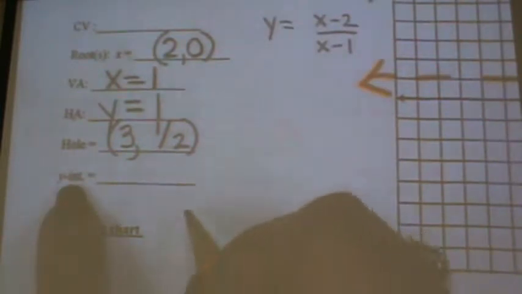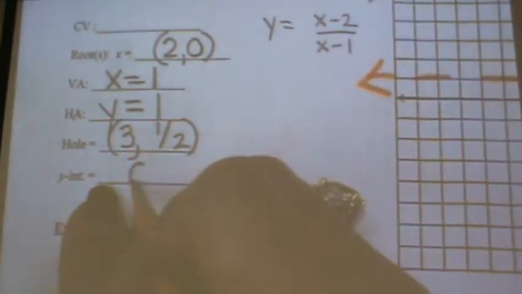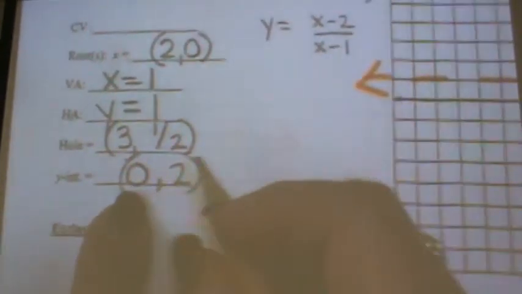How do you find your y-intercept? Your y-intercept, you plug 0 in for x. If you put a 0 here and a 0 here, you get 0, 2. Where's 0, 2? Here's 0, 0. Here's 0, 2.